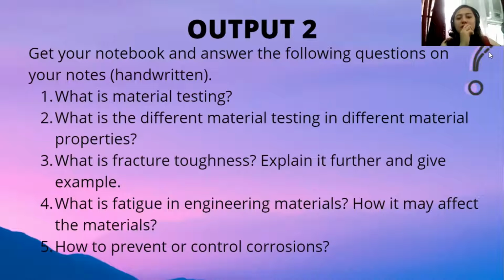Third, what is fracture toughness? Explain it further and give an example. Number 4, what is fatigue in engineering materials? Earlier I discussed fatigue, but you should elaborate on it and how it may affect the materials. Fifth, how to prevent or control corrosion in the materials?